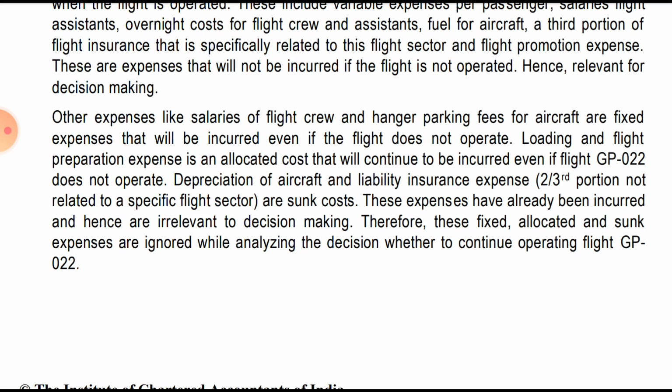Costs that will continue to be incurred even if the flight GP22 does not operate. The depreciation on the aircraft and the liability insurance expense of two-third portion, which is not related to the specific flight sector, are sunk costs. These expenses have already been incurred and hence are irrelevant to the decision making. Therefore these fixed, allocated and sunk expenses are ignored while analyzing the decision whether to continue the operation of flight GP22 or not. So basically we will consider all the relevant costs and not the fixed costs.